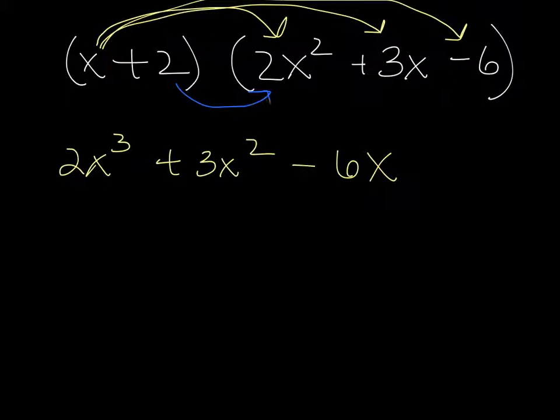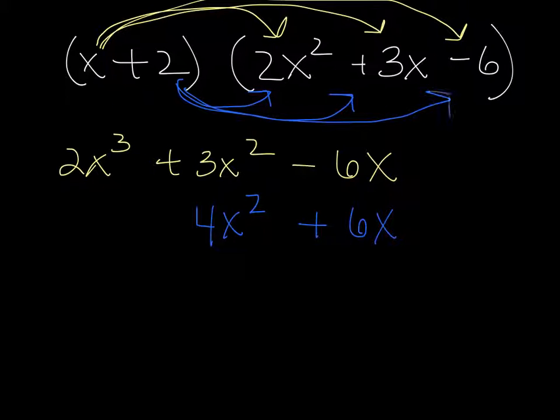So I have to take 2 times 2x, that's 4x squared. Now watch what I do. I actually put it underneath the other x squared term because eventually I'm going to combine those. Now I'm going to take 2 times 3x. 2 times 3x is 6x. So I'm going to put it underneath my other term that has an x on it. And then I take my 2 times negative 6, which is negative 12. Because I have no constant yet, I'm going to put it in back at the end.